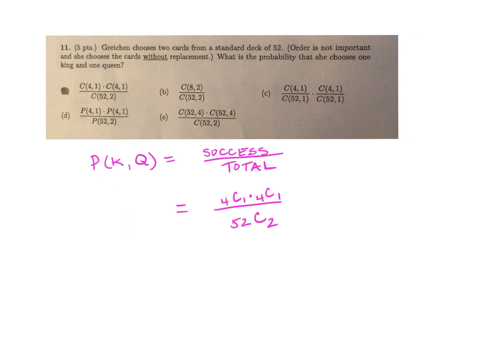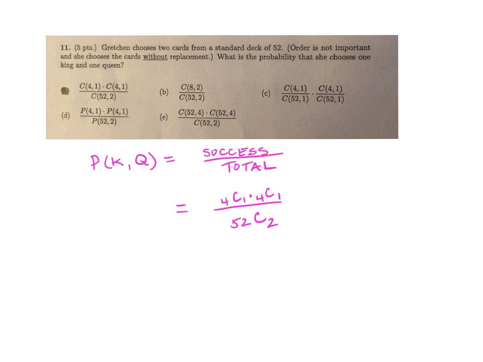So this next problem involves choosing 2 cards from a standard deck of 52 cards, and they tell you order is not important, and we're doing this without replacement. So what is the probability that Gretchen would choose 1 king and 1 queen? So again, we're going to look at the probability of a king and a queen. I know order isn't important. I just put it king, comma, queen. And that equals the successes over the total.